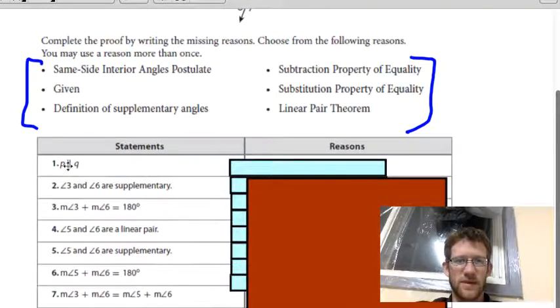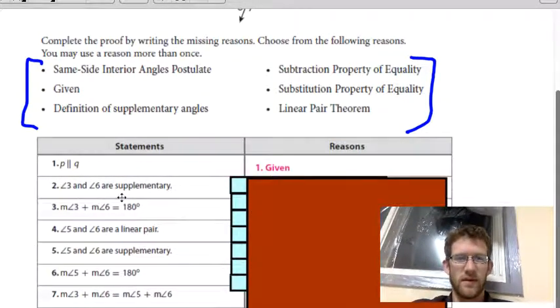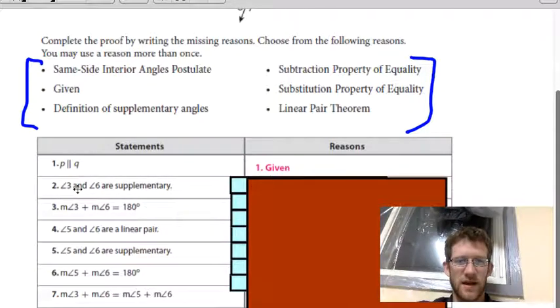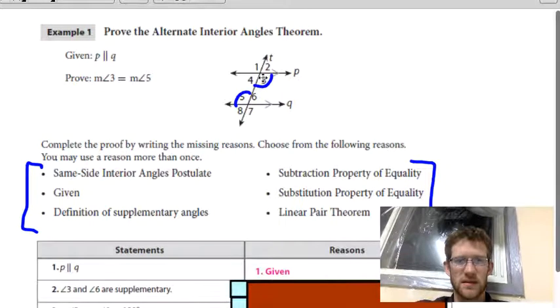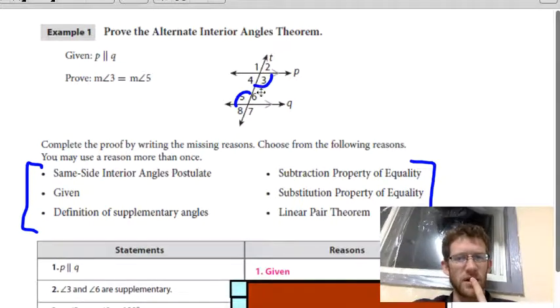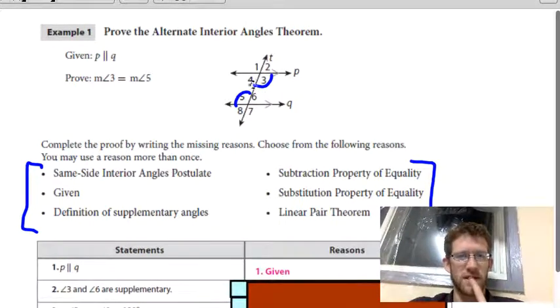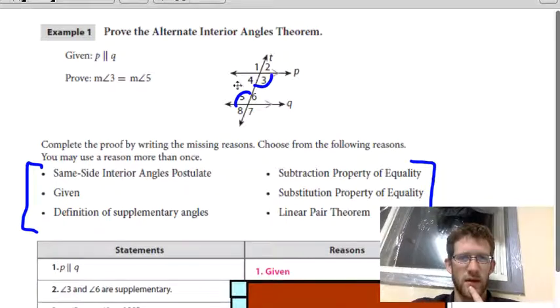Our first statement is that P is parallel to Q. What's our reason for that? Well, it's given. Good. Our second statement is that angle 3 and angle 6 are supplementary. Wait, angle 3 and angle 6? Why are those supplementary? Let's think about this one. Why in the world might those be supplementary? Oh yeah, it was that other thing that dealt with 3 and 6.